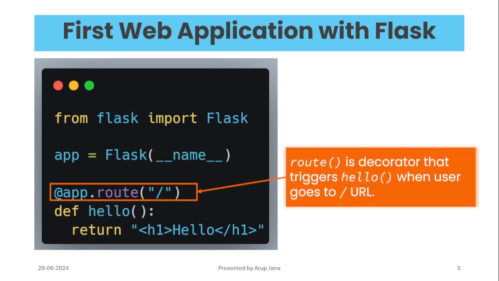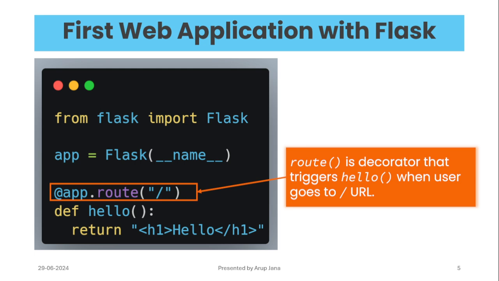In the next step, we are using a route decorator. The route decorator is essentially binding a Python function with a URL. So here in the route, you can see there is a URL. In short, this URL is the home directory.